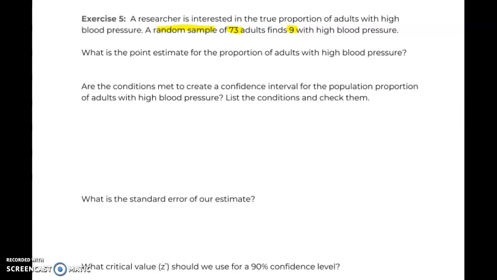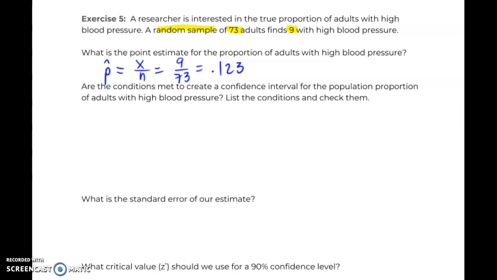And since all we have is our sample data, we are going to use p hat, which is the number of successes divided by our sample size. So that's 9 out of 73. And that's equal to 0.123.